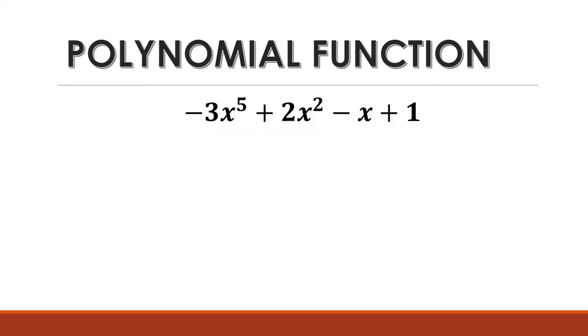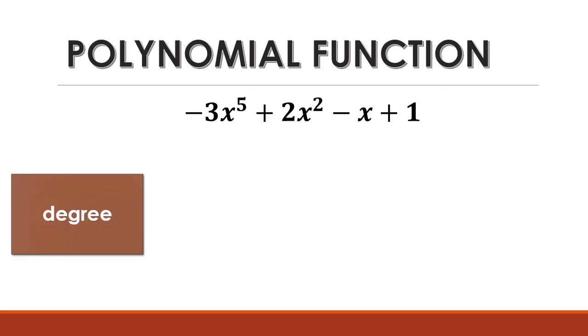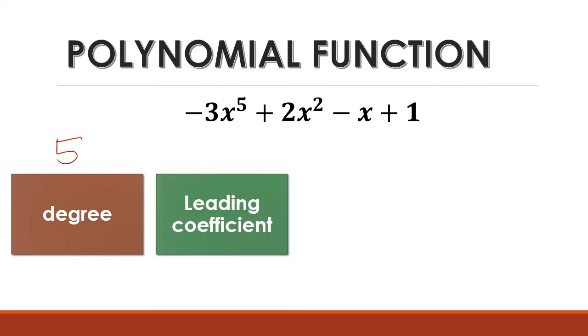Yan. So let us have this example. Polynomial function. Actually, this is polynomial expression only. Ano? Iisa-isahin lang natin kung ano yung mga properties niya. We have the degree. So based on the example, ano ang ating degree? Again, degree is the highest exponent. So we have 5. Anong tawag dito? Quintic. Next, leading coefficient, the number beside the variable na nagtataglay ng ating highest exponent.